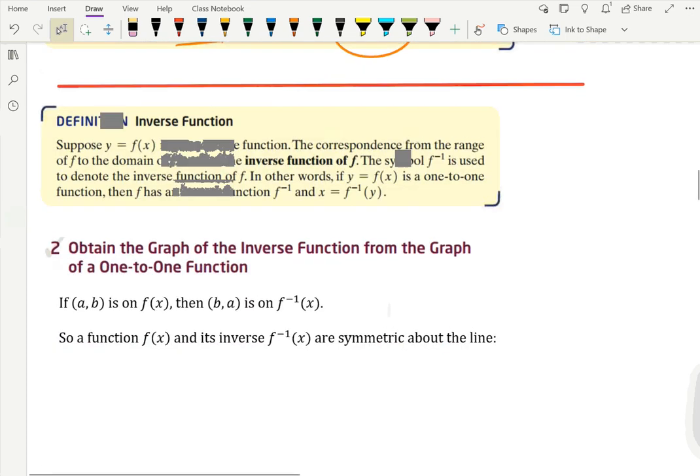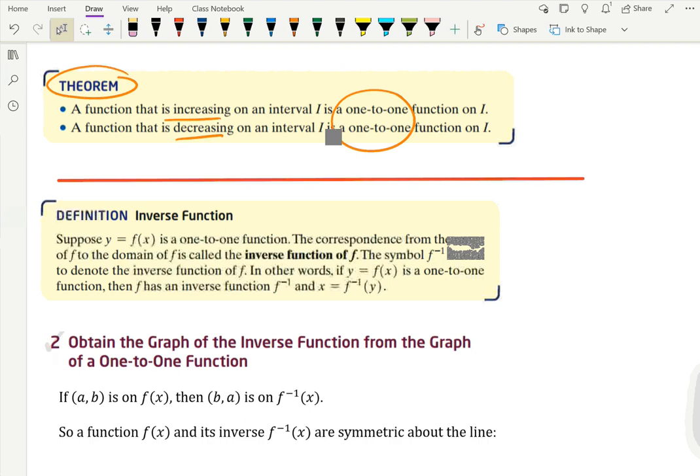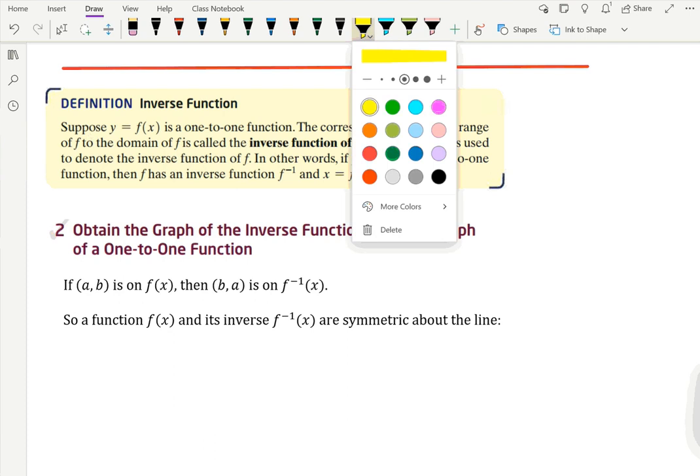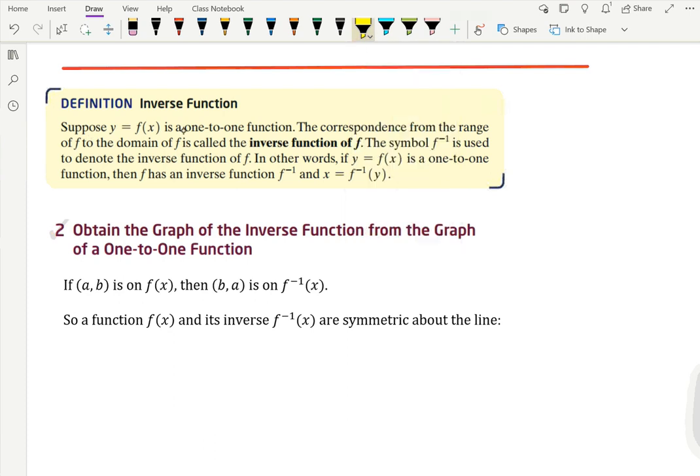And then we have a second part. The next theorem or definition has to do with an inverse function. This answers in part, why are we concerned about functions being one-to-one? Because the definition of inverse functions starts off by saying, suppose that y equals f of x is indeed a one-to-one function. So we start with that. If we have a one-to-one function, the correspondence from the range of f to the domain of f is called the inverse function of f, and we write this with f inverse.